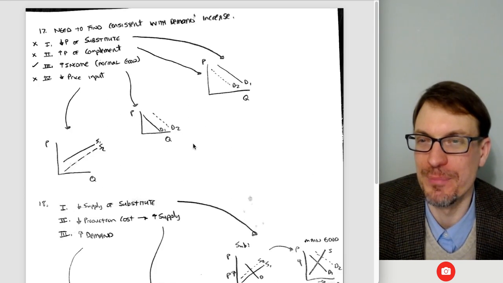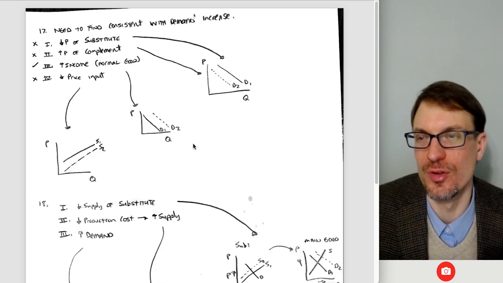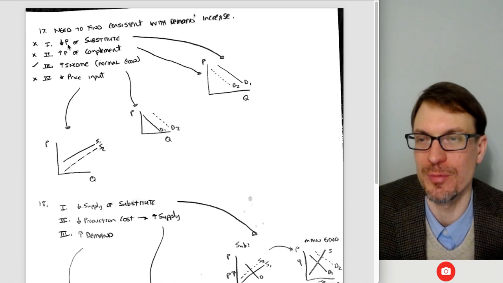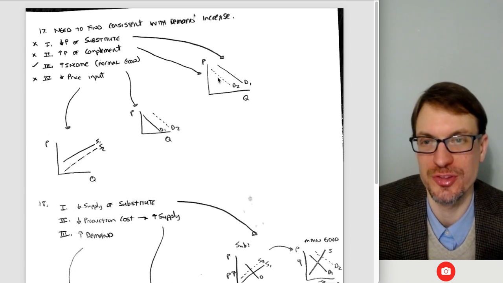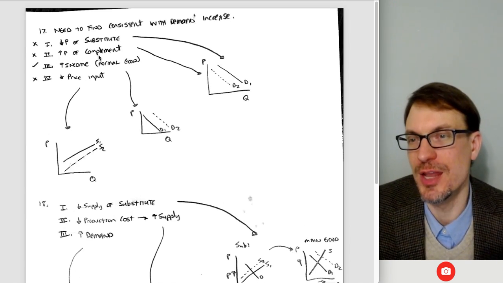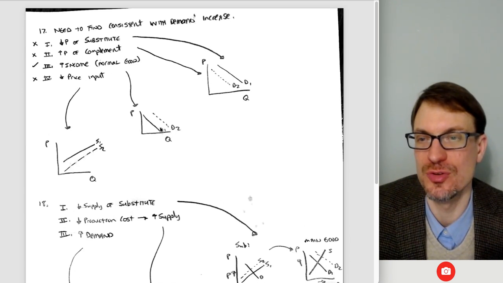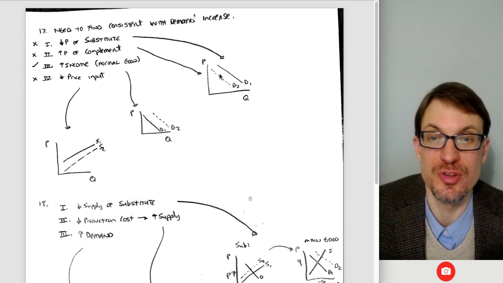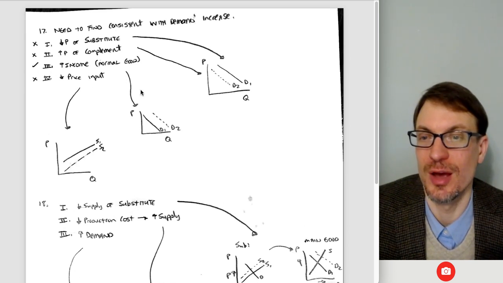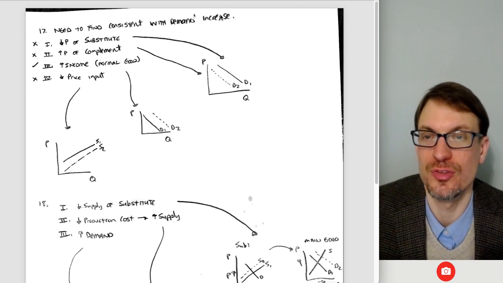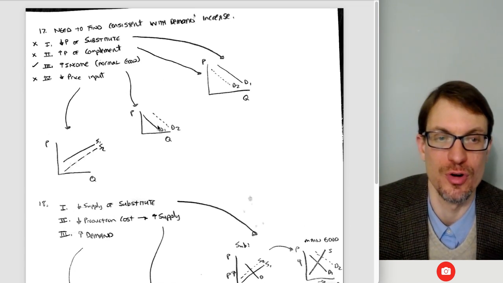But here's question 17. So part one was a decrease in the price of a substitute. A decrease in the price of a substitute would lead to a decrease in demand because you're going to buy the substitute instead. An increase in the price of a complement will lead to a decrease in the demand for the good. Same picture, because you'll buy less of both. Increase in income for a normal good, yeah, that'll shift demand. So what's consistent with a demand increase? Yeah, an increase in income for a normal good.